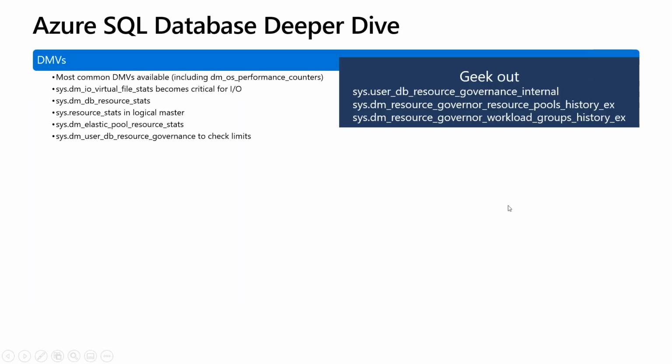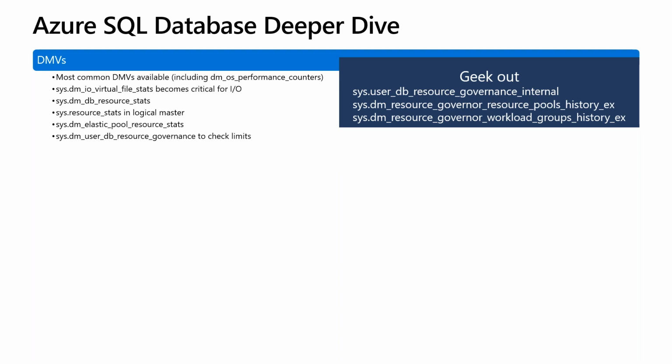Now for a database, there's a lot of differences here, and I won't go over every detail, but you certainly can go back and review some of these details a little bit later in our deck. Number one, most of your common DMVs are there, including things like DMOS performance counters. So if you didn't think you had access to SQL Server performance counters, you do. You do have access to that through that DMV.